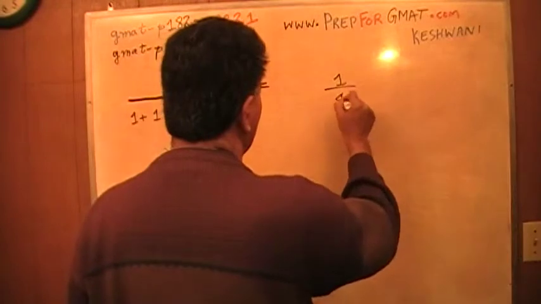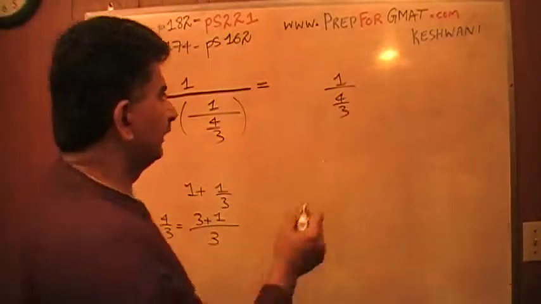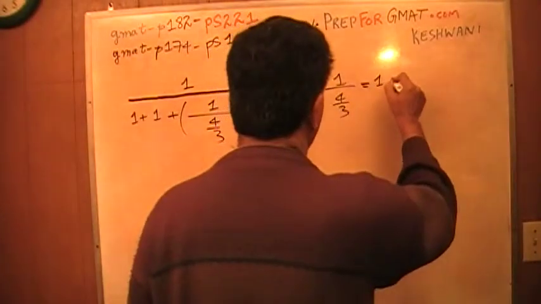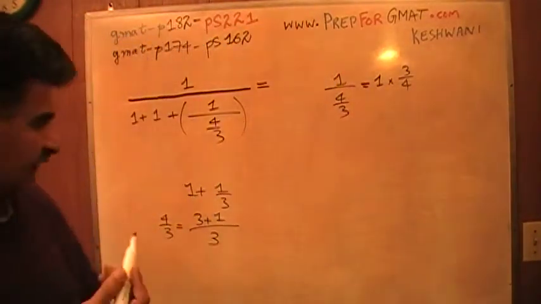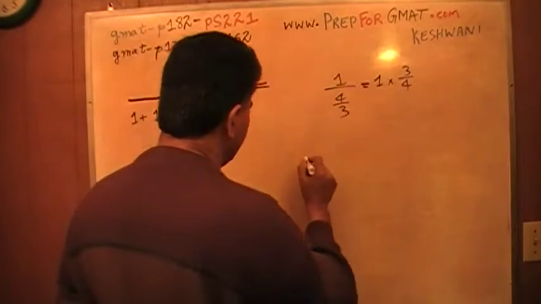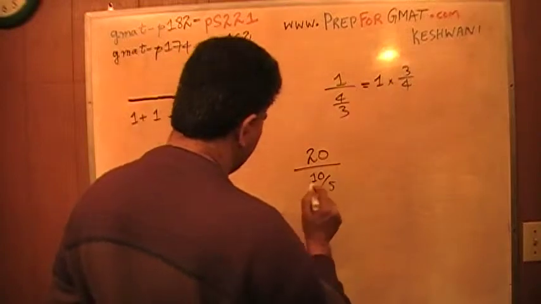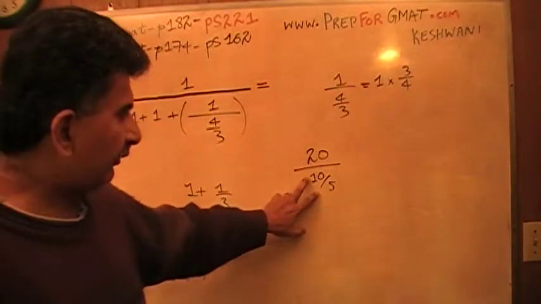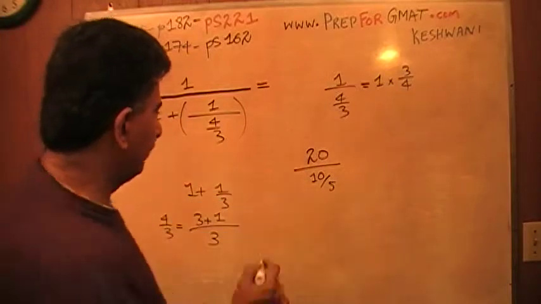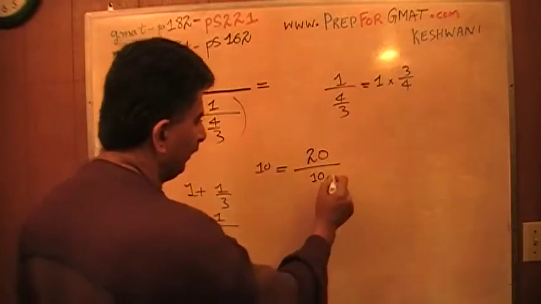1 over 4 over 3. What do you do when you have a fraction in the bottom? You take the top part and you multiply it by the reciprocal of it. That's all it is. For example, let me give you a simple example here. Let's say 20 divided by 10 over 5. Well, we know 10 over 5 is 2, so 20 divided by 2 is 10, so we know the answer has to be 10.